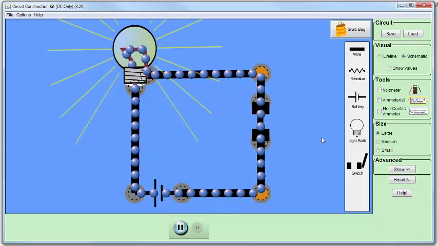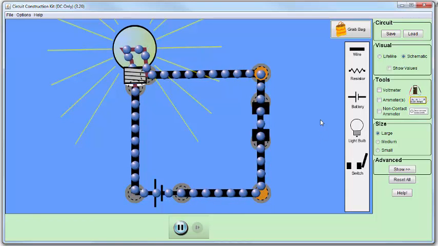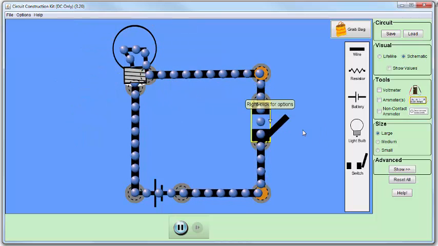Now, even though the electrons are moving slowly, if the battery is disconnected, so let's have a look at that now, the electrons stop flowing almost instantly and the light stops. Let's have another look.